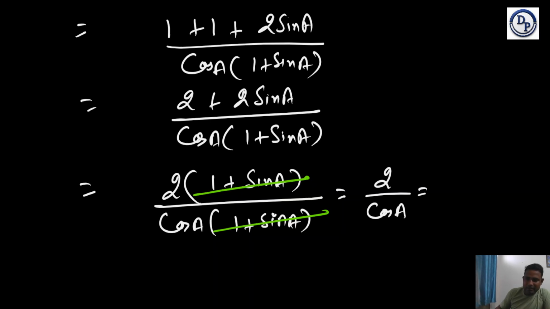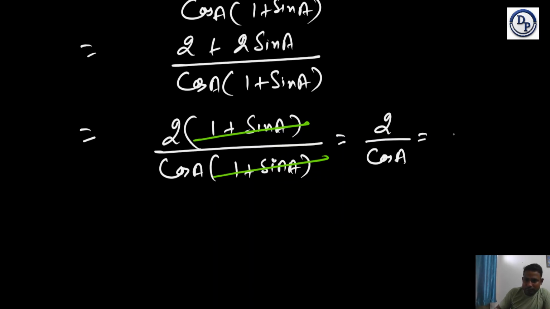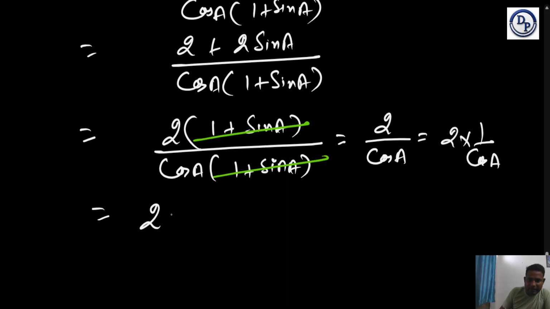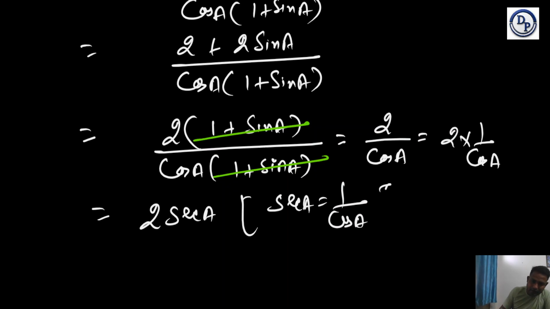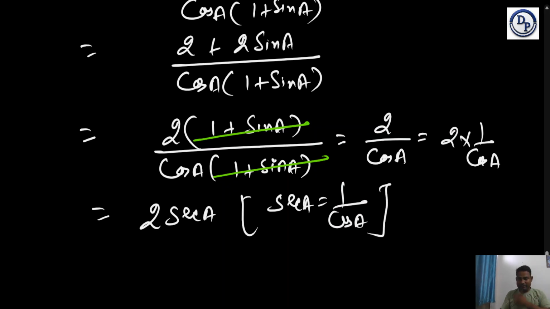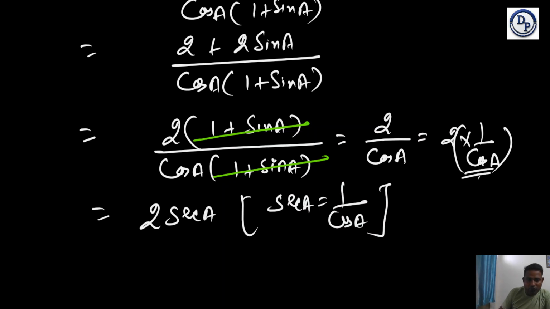So we can write this as 2 into 1 by cos A. So this 1 by cos A can be written as sec A. Why? Because we know sec A is the reciprocal of cos A and cos A is the reciprocal of sec A. So in the place of 1 by cos A, we can write 2 sec A.